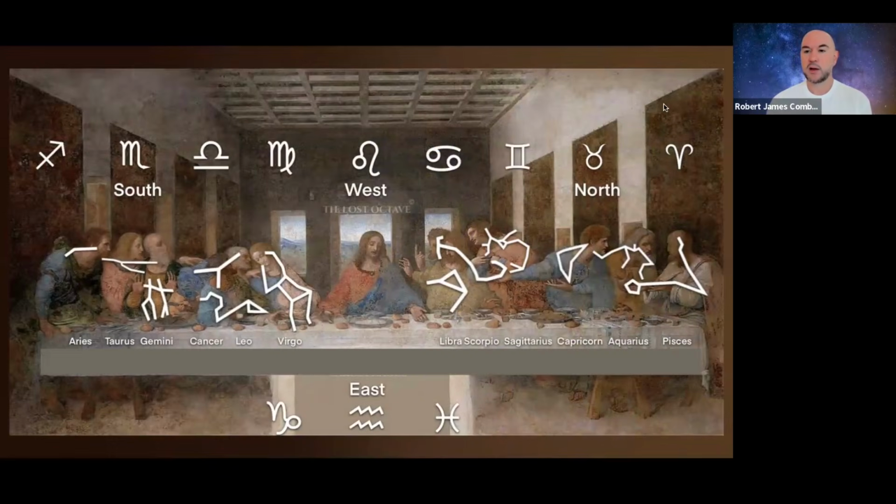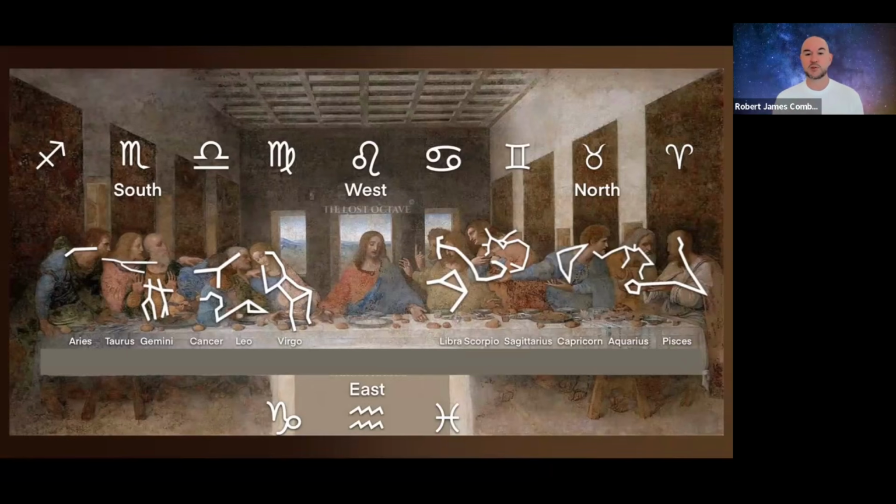So in the Lost Octave, I shared this image of the Last Supper because I remember it so clearly. It was Christmas Eve 2023, and I was writing the Lost Octave book. Christmas Eve happens to be my favorite day of the year, by the way. It's just the best, I just love Christmas Eve.